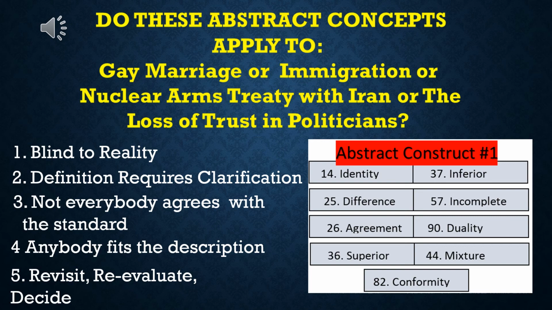1, blind to reality. 2, definition requires clarification. 3, not everybody agrees with the standard. 4, anybody fits the description. 5, revisit, reevaluate, and decide. I reordered them. These were the 5 first reactions in the abstract that I had to the 5 paragraphs of The Jerk. As you go past and revisit the video, you'll see that these were not in the same order as the paragraphs, and I reordered them at the end here to show you how I felt that they fit together well. I'm just creating and brainstorming my own abstract graphic organizer. Then on the right hand side of the screen, you'll see the abstract construct number 1. This was completely out of Roget's thesaurus.